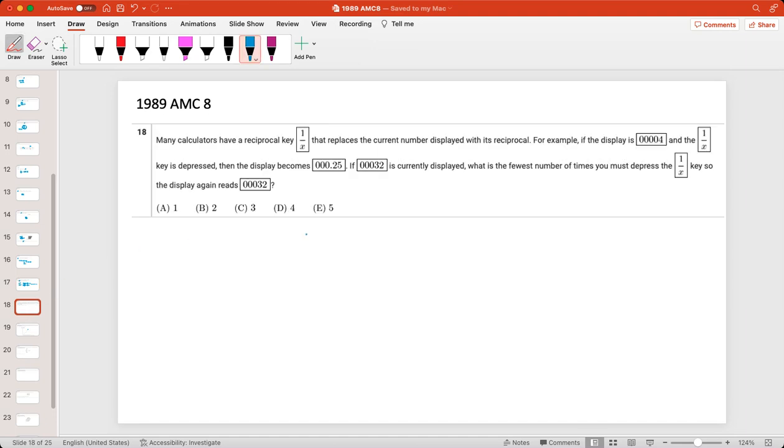Many calculators have a reciprocal key that replaces the current number displayed with its reciprocal. Okay, so 4 will become 0.25. 32 is displayed. Fewest number of times that we get this back. So basically, the reciprocal of x is 1 by x, and the reciprocal of 1 by x is x. So this is one time, this is the second time to get the number back. So answer option is 2. Okay, so it's basically the reciprocal of a reciprocal is the same number. That is what they're trying to ask. So 2 times you have to press the key in the calculator to get the same number back again.